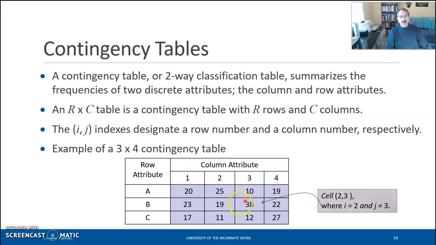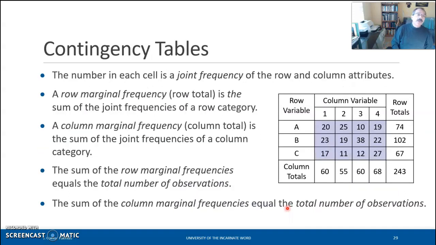Also, for example, this is the cell 2, 3, where 2 is the designation of the row number, so this is the second row, and 3 is the designation of the column number, so this is the third column. So this is the cell 2, 3, or the observation or the frequency 2, 3. You will see how these indices are useful in subsequent slides.